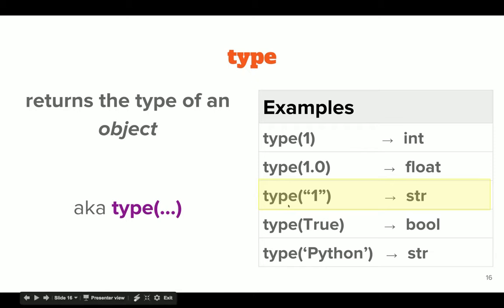And when I ask it what is the type of this value 1 enclosed in quotes, it replies to me that it's a string. Likewise, when I ask what is the type of this value True, it tells me it's a boolean. Let us see an example now in REPL.